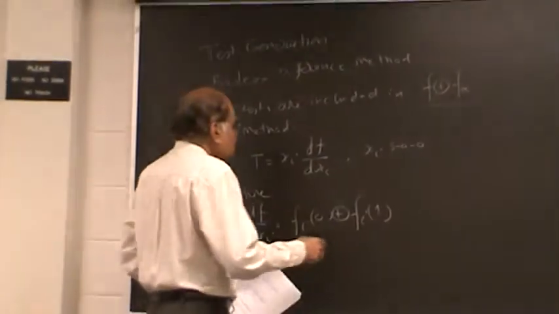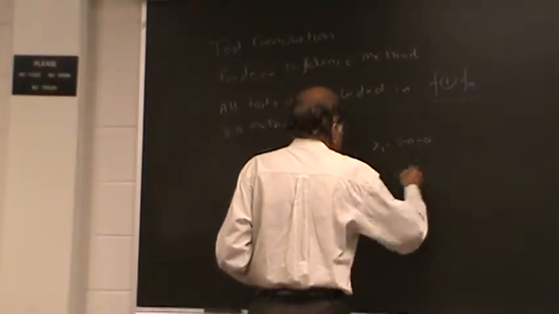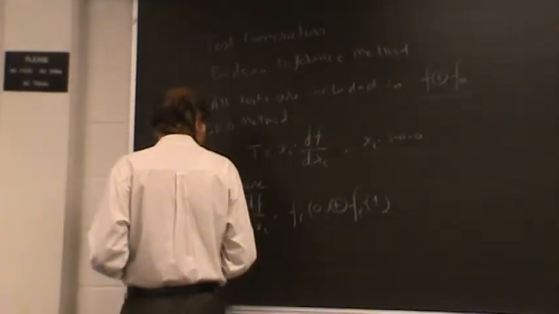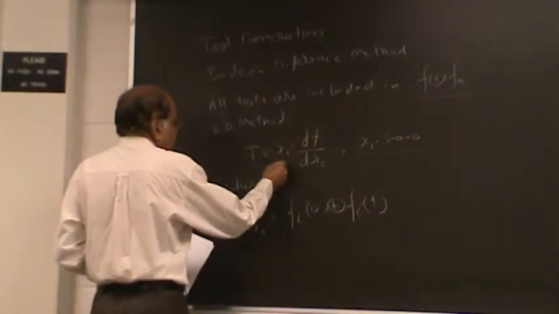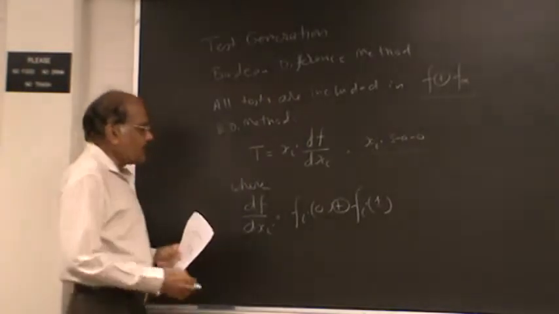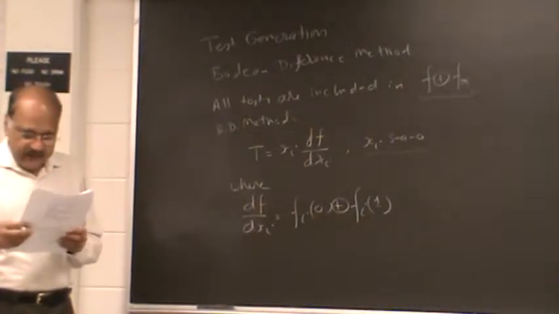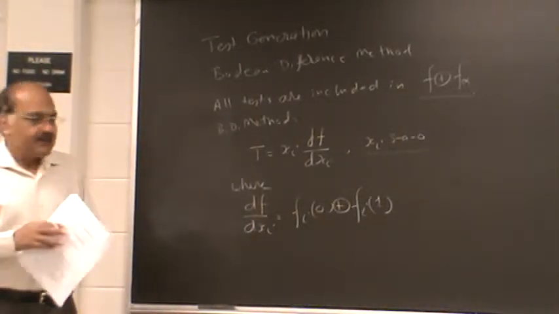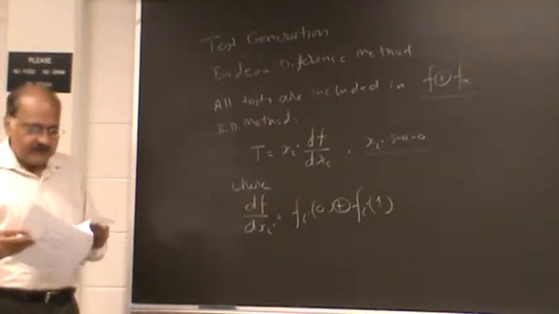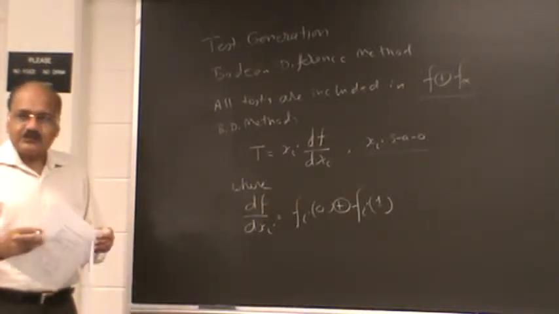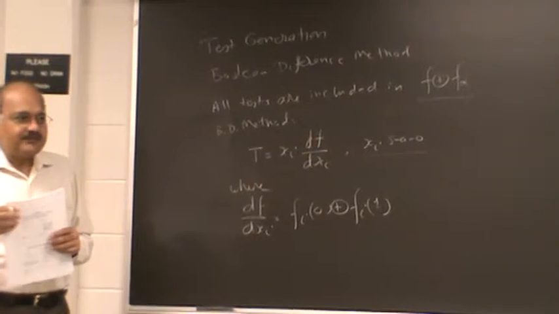And similarly, if you want to consider xi stuck at 1, the only difference you need to make is instead of xi, you will have xi bar. Otherwise, the same thing applies. So let's look at an example of the Boolean difference method.